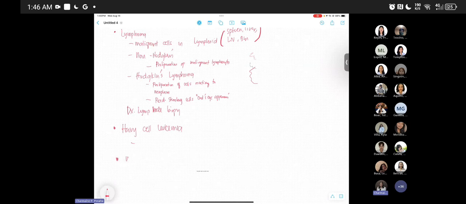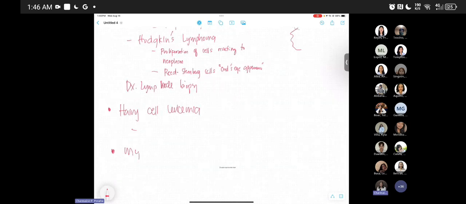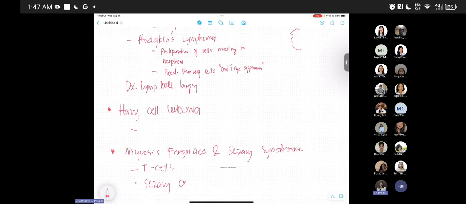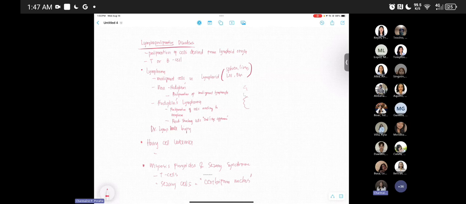Next, we have mycosis fungoides and Sézary syndrome. Ito ay T cells in origin, nagkakaroon ng Sézary cells. Anong meron sa Sézary cells? Cerebriform nucleus. Yun lang sa lymphoproliferative disorders.